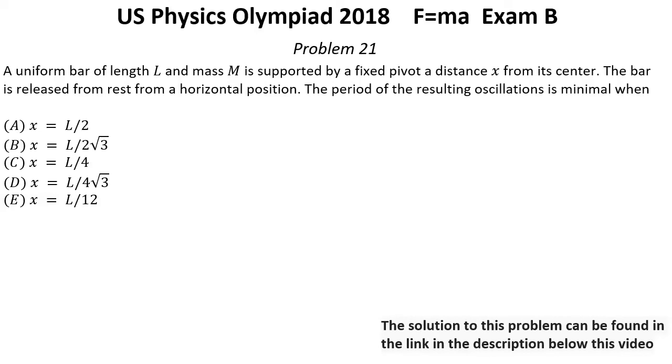Problem number 21. A uniform bar of length L and mass m is supported by a fixed pivot, a distance x from its center. The bar is released from rest from a horizontal position. The period of the resulting oscillations is minimal when x equals which one?